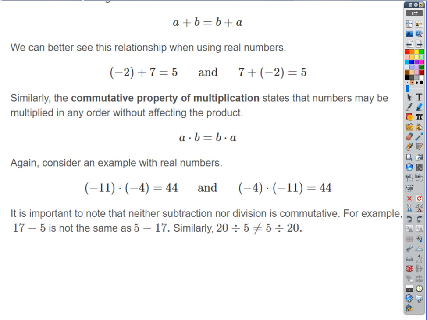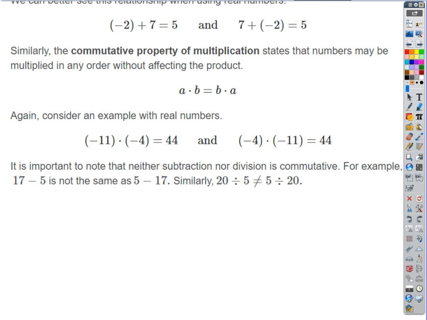For subtraction, 17 minus 5 is different than 5 minus 17. It does not apply. It doesn't apply to division either. 20 divided by 5 is different than 5 divided by 20. So the commutative property only applies to addition and multiplication.